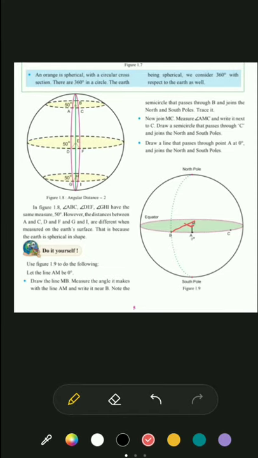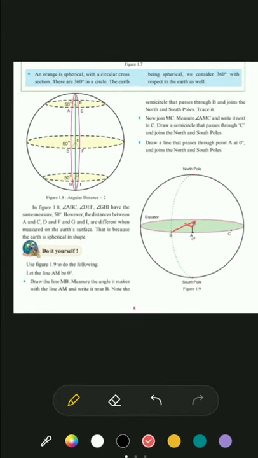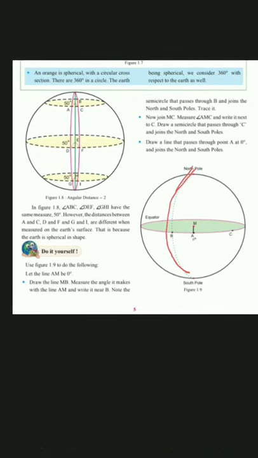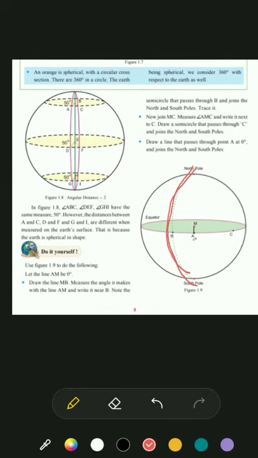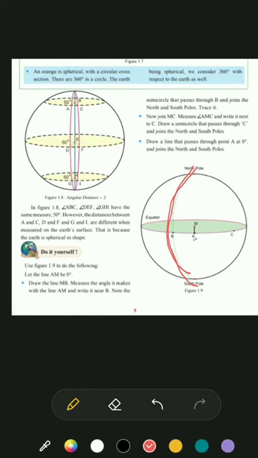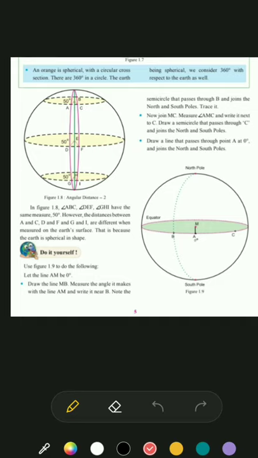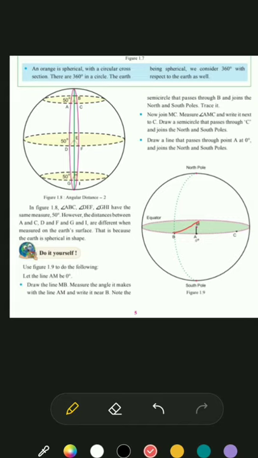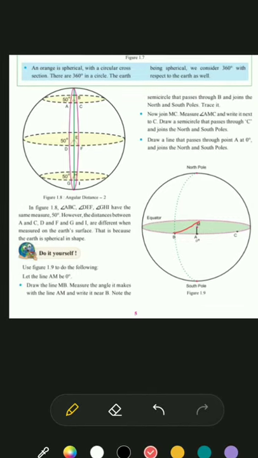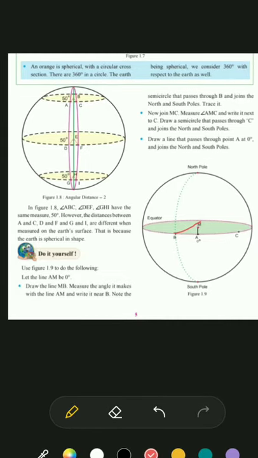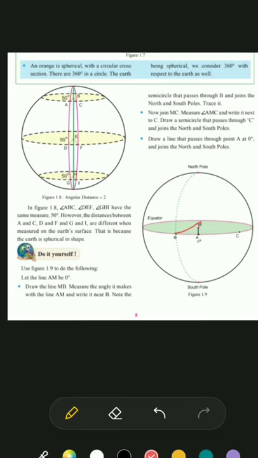Note the semicircle that passes through B. Can you see the semicircle which passes through B? This is the semicircle, half circle, starting from the north pole, ending in the southern hemisphere, in the southern pole. Okay, trace it. Can you see it is shown with the dotted line in figure 1.9. We have seen how to draw that angle. If I join MB, you will get angle BMA. Whatever the measure of that angle is, I am writing it near B. Suppose the measure of the angle is 50 degrees. Okay, so I am writing 50 degrees here.